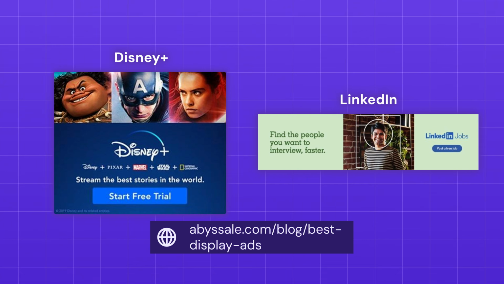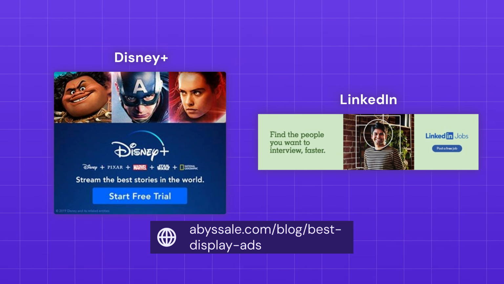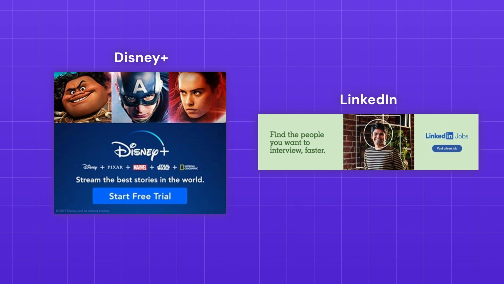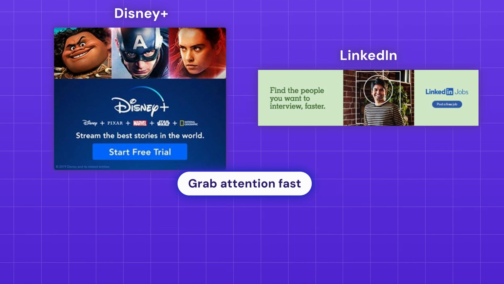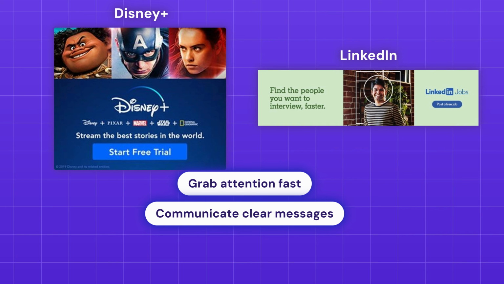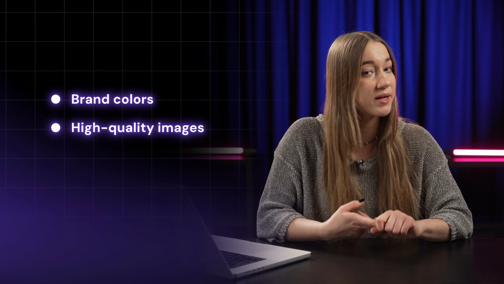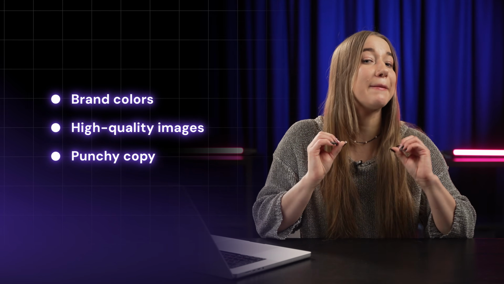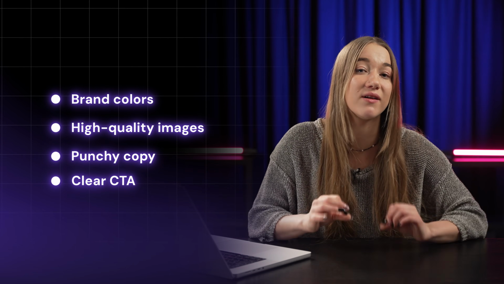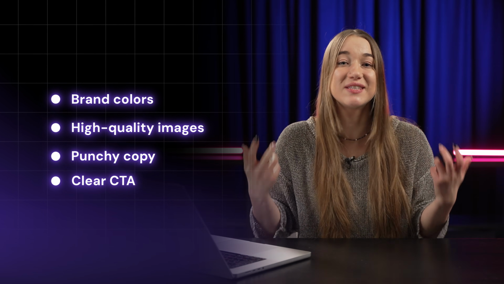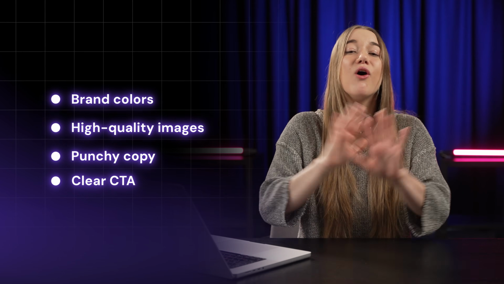And look at this display ad from Disney Plus, LinkedIn. They all follow the same exact playbook that brands use during the Super Bowl. They grab attention fast, communicate a very, very clear message, and make it super easy to take action. And the structure here is really simple. It has to have recognizable brand colors, high quality product images, short and punchy copy, and clear call to action. And you really don't need to wait for the Super Bowl to use these strategies. This works all year round.